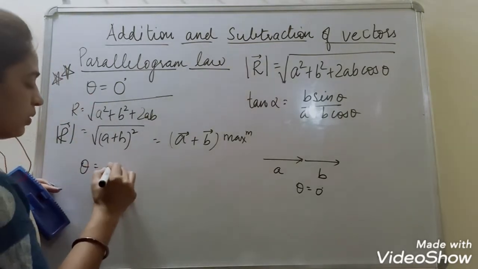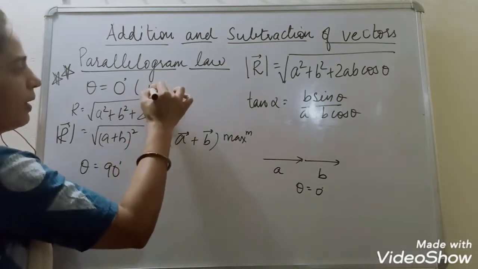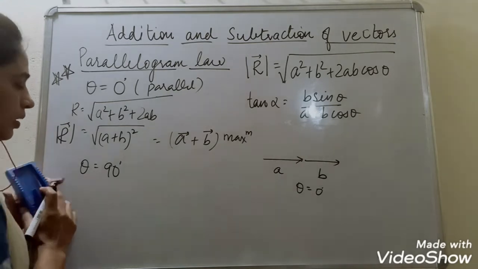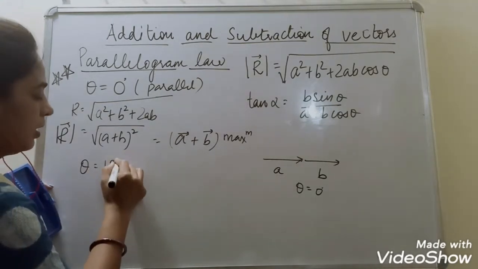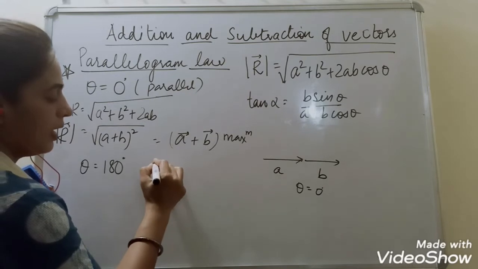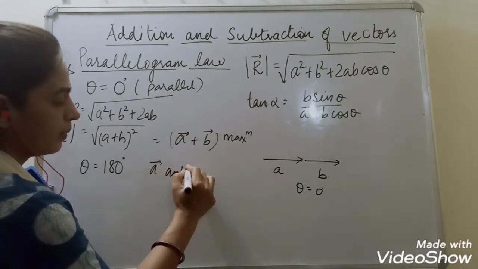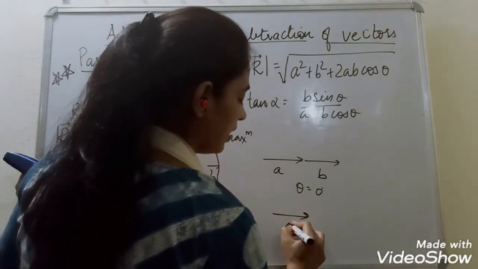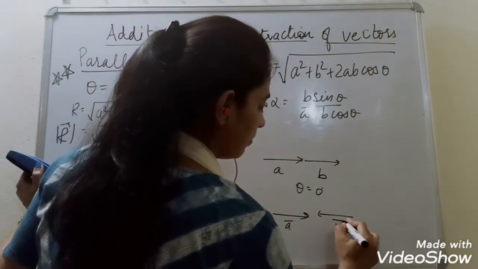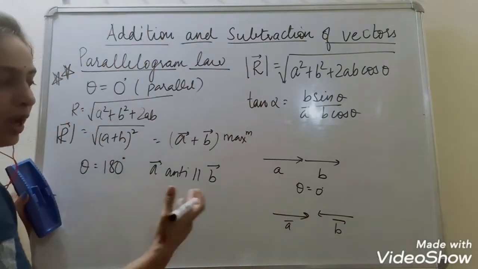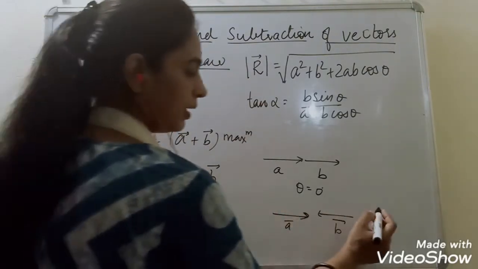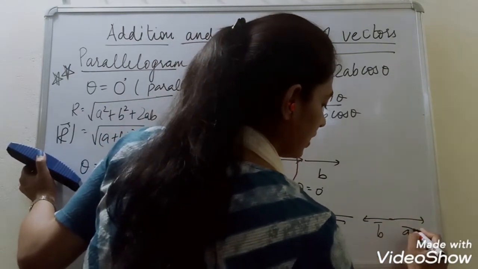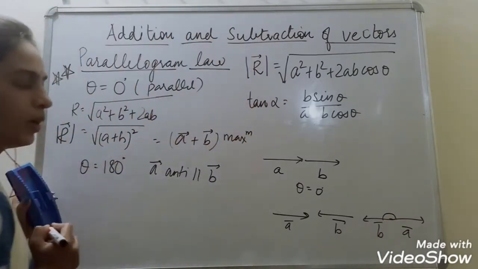What if theta is equal to 90 degree? This was for parallel vectors. Let us take 180 degree first, anti-parallel. So A is anti-parallel to B. What will be that case? This is vector A and this is vector B. They are anti-parallel, so the angle between them is 180 degree. How do we find the angle? This is vector B, this is vector A, anti-parallel, so the angle is 180 degree.